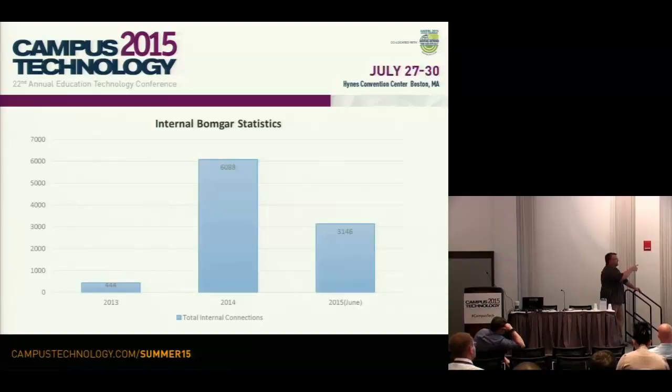So in 2014, we had 6,088 connections through our Bomgar box. A lot of those were part of that 5,000-plus phone calls that we got, because when they call into the help desk, we're going to send them to Bomgar anyway. As soon as they call in, we're going to ask them, what's your inventory number?